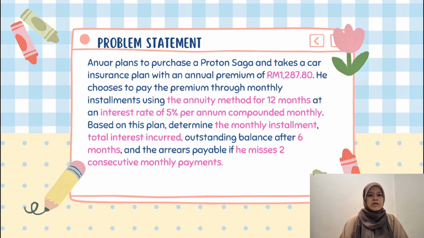Anwar plans to purchase a Proton and take a car insurance plan with an annual premium of Ringgit Malaysia 1,207 and 8 cents, which he chooses to pay through monthly installments for 12 months using the annuity method. The interest rate given is 5% per annum, compounded monthly.